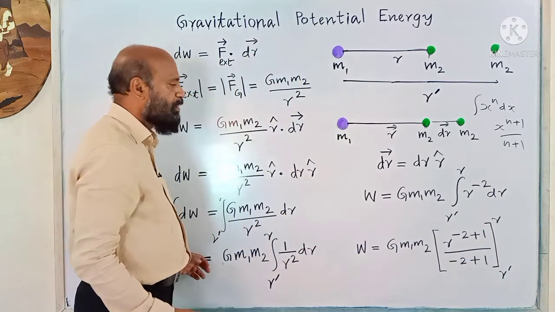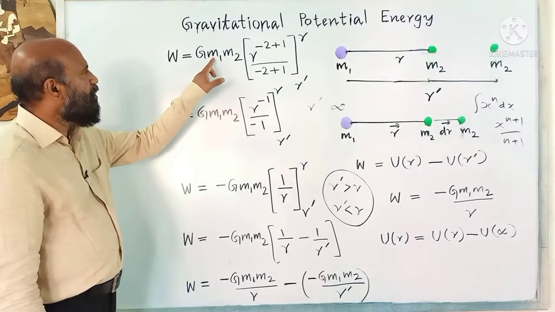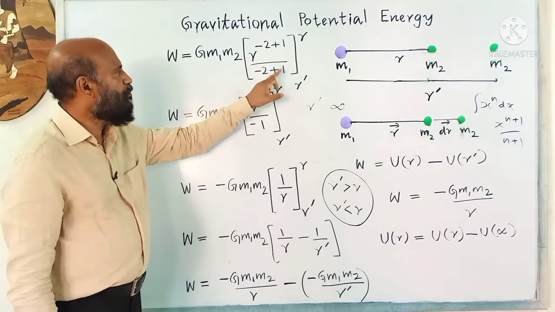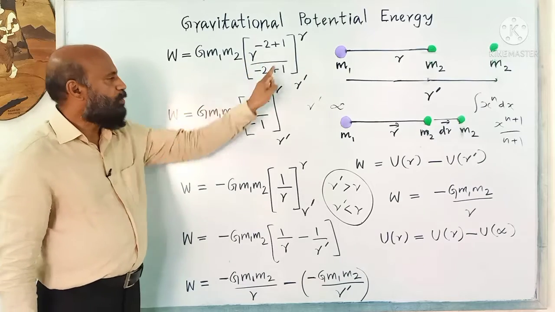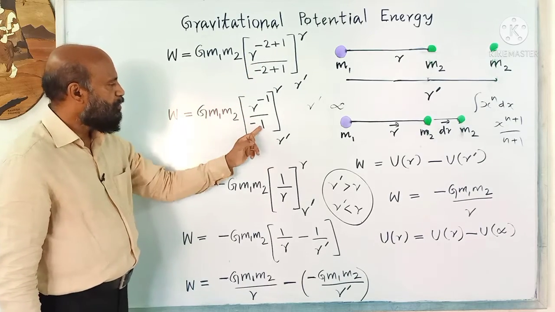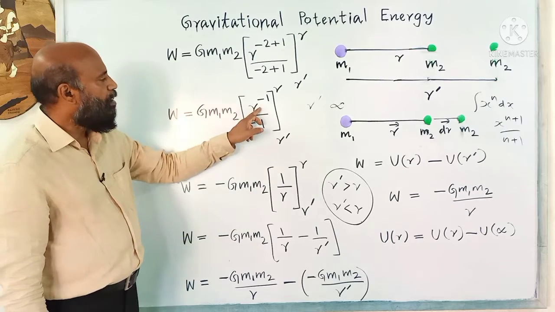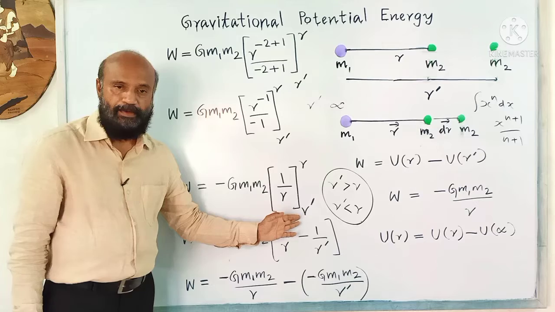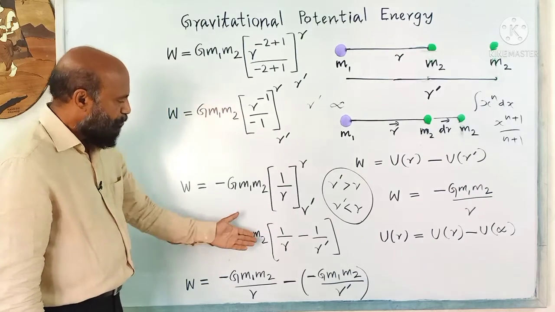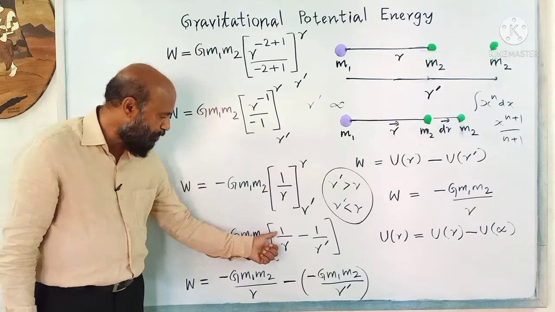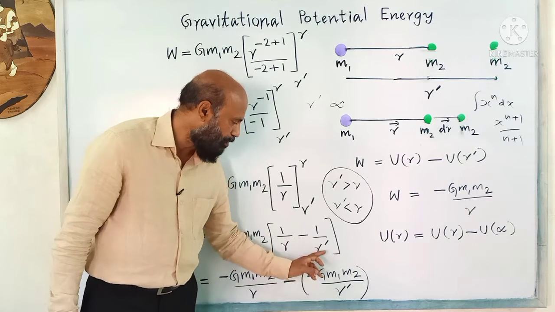So this is the work to be done to move the mass from a position r dash to r. Work done is equal to G m1 m2, then r raised to minus 2 plus 1 divided by minus 2 plus 1, limits r dash to r. So minus 2 plus 1 is minus 1. Take this minus 1 outside. So it can be written minus G m1 m2, then r raised to minus 1 can be written as 1 by r. Then you apply the limits r dash, r. So upper limit r minus lower limit. Next you remove this bracket: minus G m1 m2 by r minus, then take this inside, minus G m1 m2 by r dash.